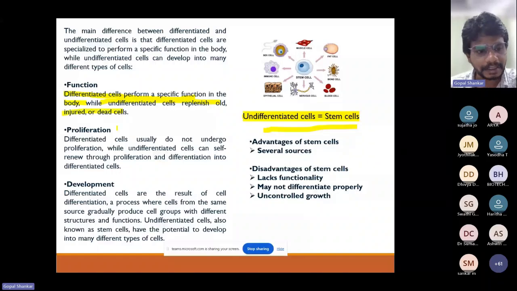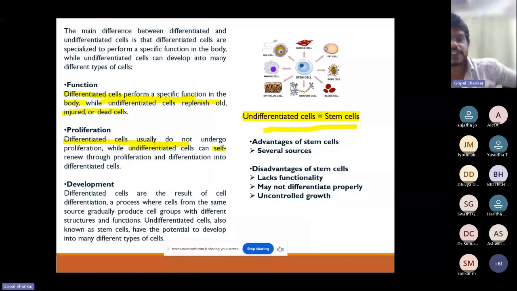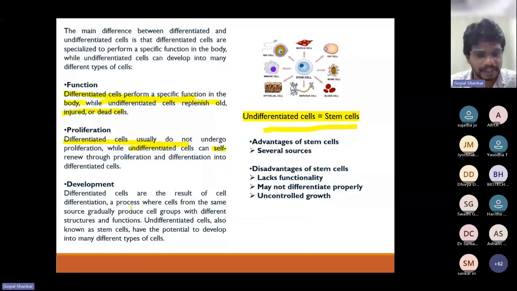In terms of proliferation, the differentiated cells do not undergo proliferation, while your undifferentiated cells, the stem cells, are responsible for your self-renewal process. And in terms of development, the differentiated cells are results of the cell differentiation process, and they generally give rise to structures and functions.